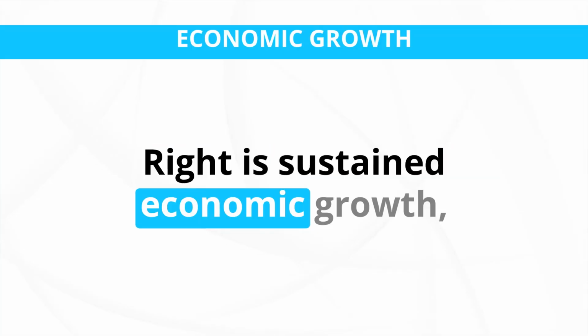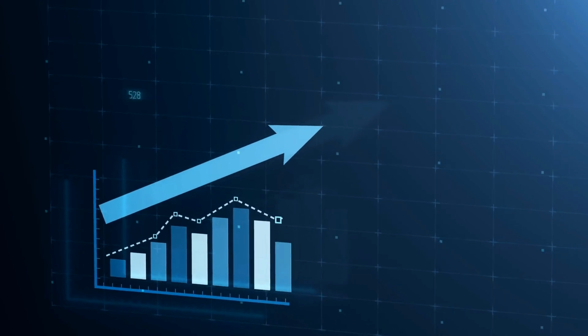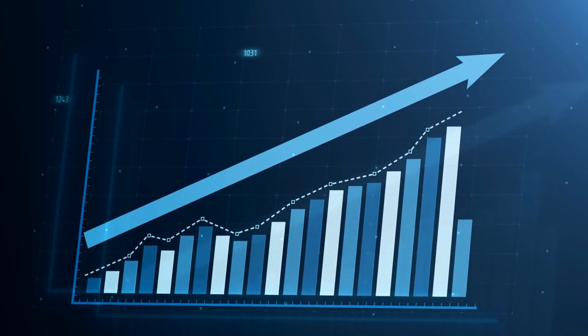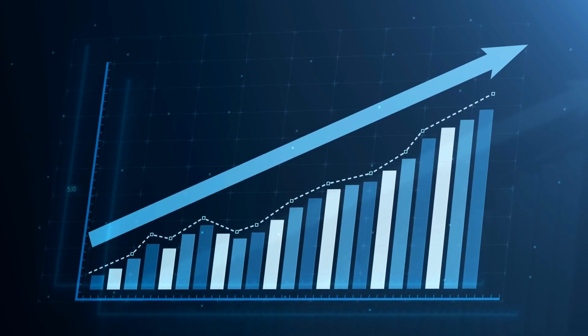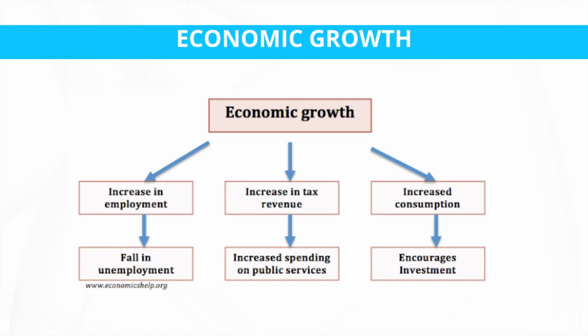Why does sustained economic growth help to solve poverty? Economic growth stimulates various sectors, leading to increased demand for labor and job opportunities. As industries expand, they require a larger workforce, reducing unemployment rates and providing income-generating opportunities for the poor. Economic growth generally results in higher wages and incomes for workers. As individuals earn more, they have the capacity to improve their standard of living and escape poverty.